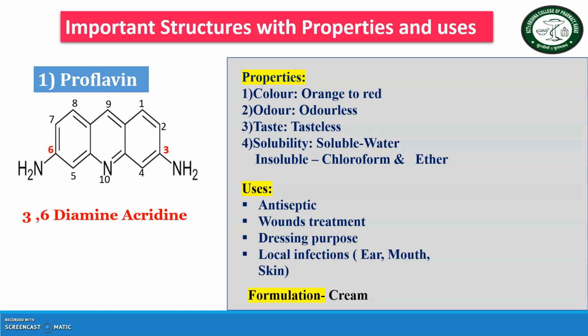Next are the uses. It is used as an antiseptic. Then for wound treatment, dressing purposes, and local infections in the ear, mouth, and skin. These are the very important uses of proflavin. Next, what are the different formulations available in the market? Proflavin is available in cream form.